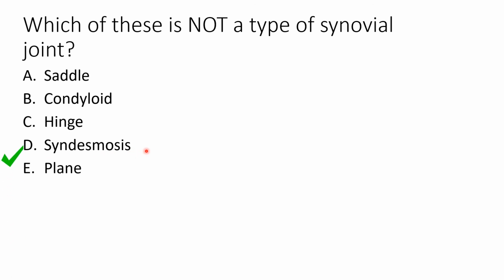What is a syndesmosis? A syndesmosis is a fibrous joint between two parallel articulating bones, and the example we used was the radius and the ulna. So definitely remember that example.